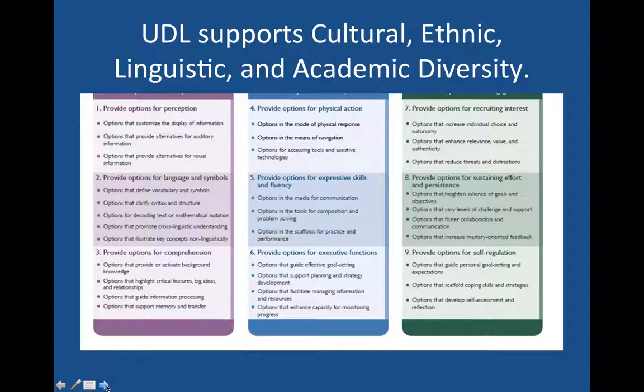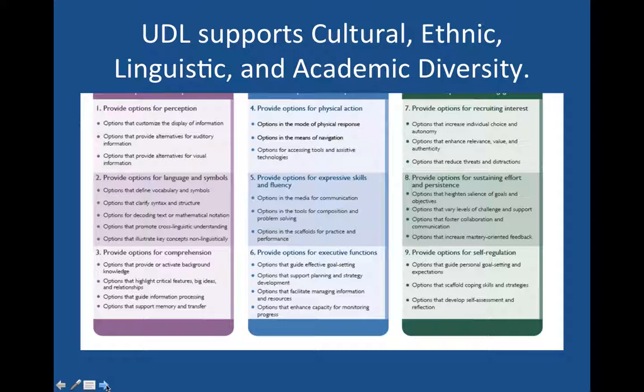You could provide options for comprehension, options that highlight critical features of the text and big relationships. Additionally, you can provide options for physical action, ways that you can navigate and access tools. You can provide options for expressive skills and fluencies, options in the media for communication, and tools for composition and problem solving, and scaffolding, practice, and performance. You can provide options for executive functions like goal setting, planning, and strategy development.